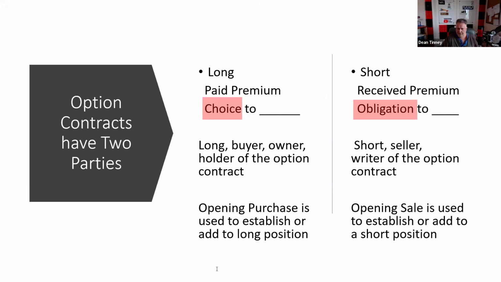Types of orders are very testable. If they say on the exam, what type of order would be used to establish or add to a short position, you'd say an opening sale. I kind of think of it like the casino here in Vegas, right? When I go into the casino on Friday night, I go to the cage and I do an opening purchase. I buy my chips, right?